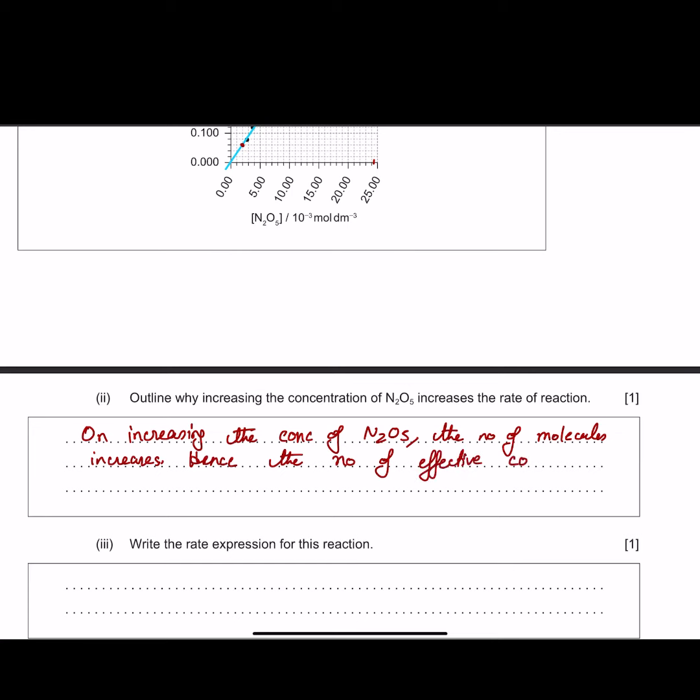Now, if we increase the concentration of N2O5, what happens? The number of molecules will increase. If the number of molecules increases, the number of effective collisions between these molecules will increase. As a result, products will be formed faster. So on increasing the concentration of N2O5, the number of molecules increases. Hence, the number of effective collisions will also increase, and hence products will be formed faster.